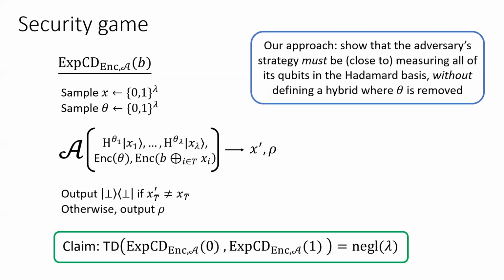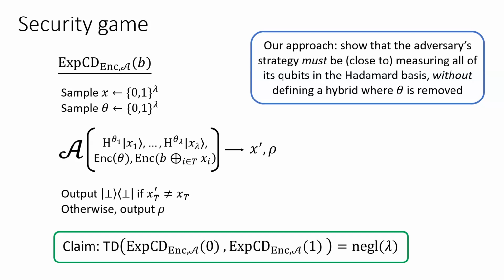So basically, we get around this by not defining a hybrid where we remove theta. Instead, we directly show that the adversary's strategy, in order to produce a valid deletion certificate, must be actually close to the honest strategy of measuring all of the states in the Hadamard basis. And we use the computational security of ENC to show that some predicate on the adversary's and challenger's system must hold. And given that the predicate holds, this claim must be true. I'll spare you the actual hybrid argument. It's actually not that long, but I encourage you to see the paper if you want to see how we turn this intuition into a proof.